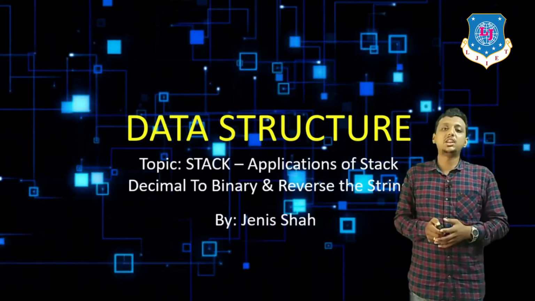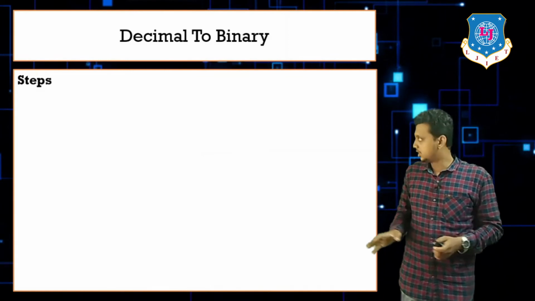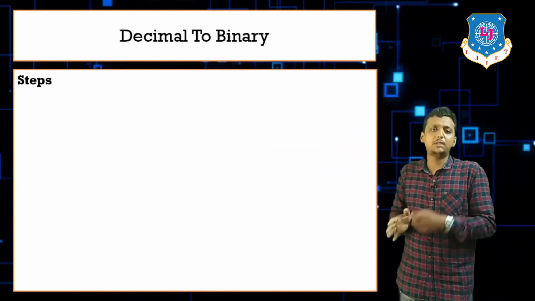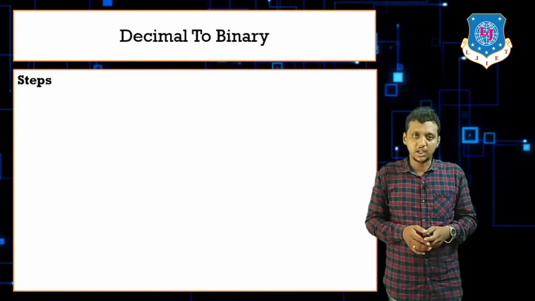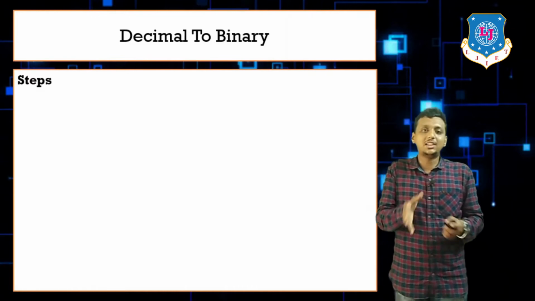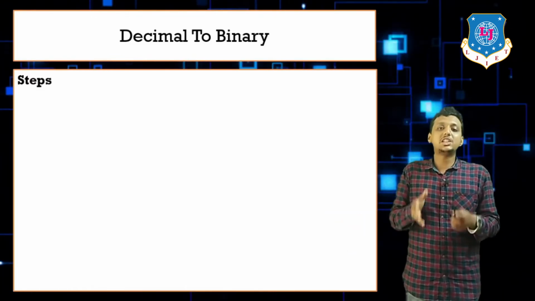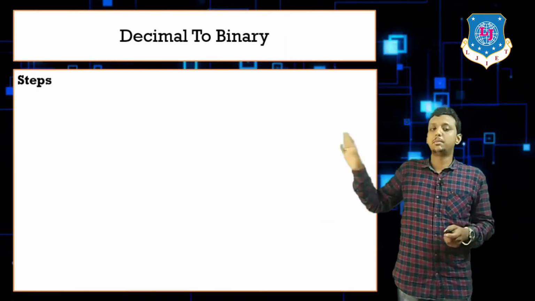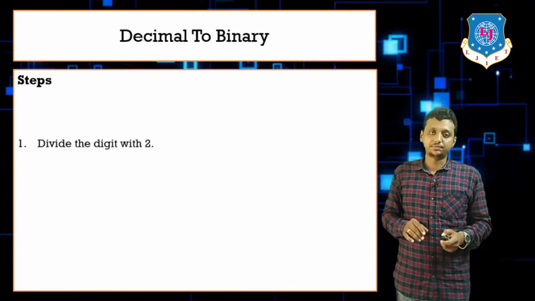So let's begin with our first application, which is known as decimal to binary conversion. Students, you already know how to convert decimal to binary. It might have come in your digital electronics subject. The answer is similar, but we have one unique method which is implemented by stack. By using stack, you are going to convert this number into binary. Let me show you how.